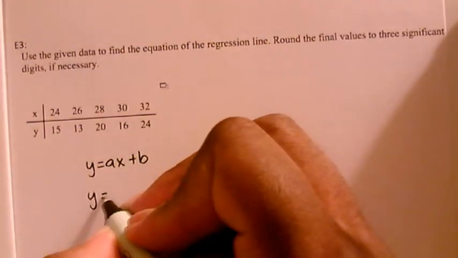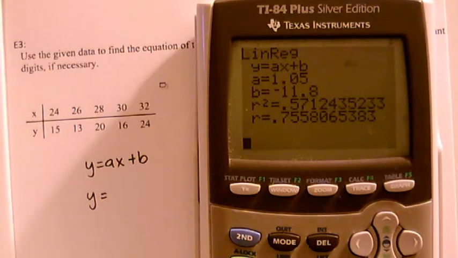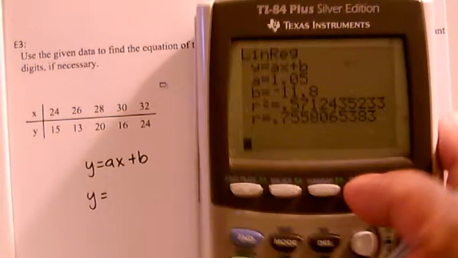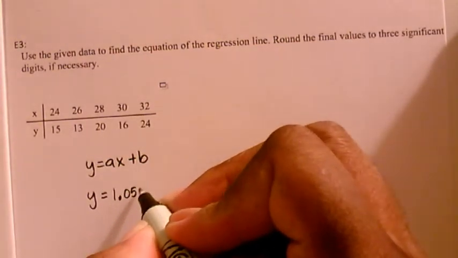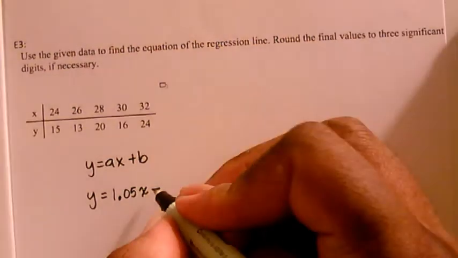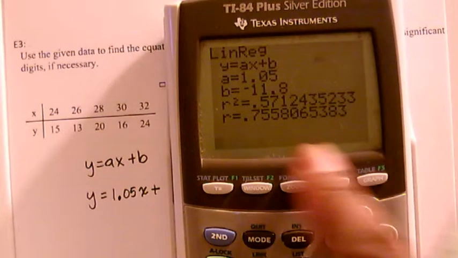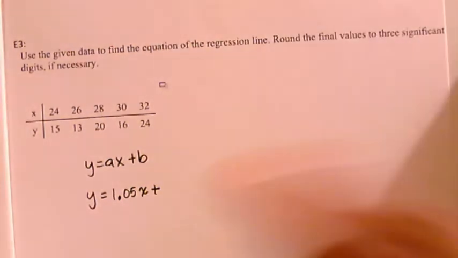Okay. Now what you're going to do here is substitute the value of a and the value of b in that equation. In this case, your a is 1.05. So this will be 1.05 times x, and then plus your b is negative 11.8, as you can see here, negative 11.8.